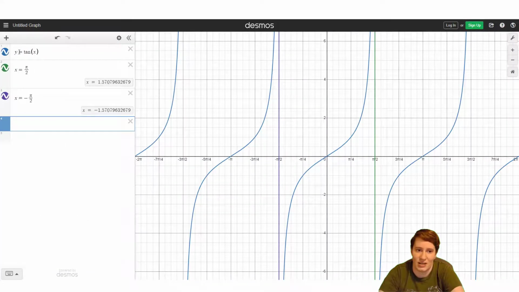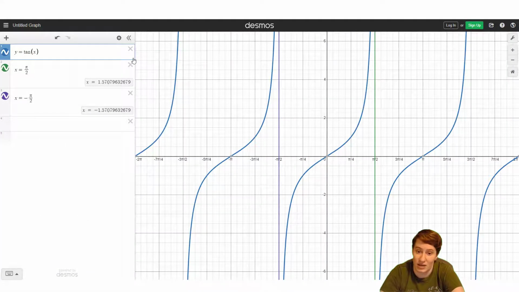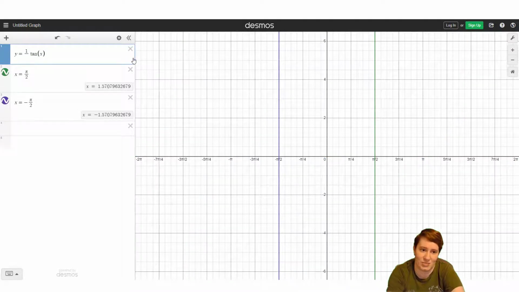As I type it into my calculator, on the TI calculator, make sure that you don't do second tangent, which is tangent to -1, and that's inverse tangent. That's not what we want. We want 1 divided by tangent.